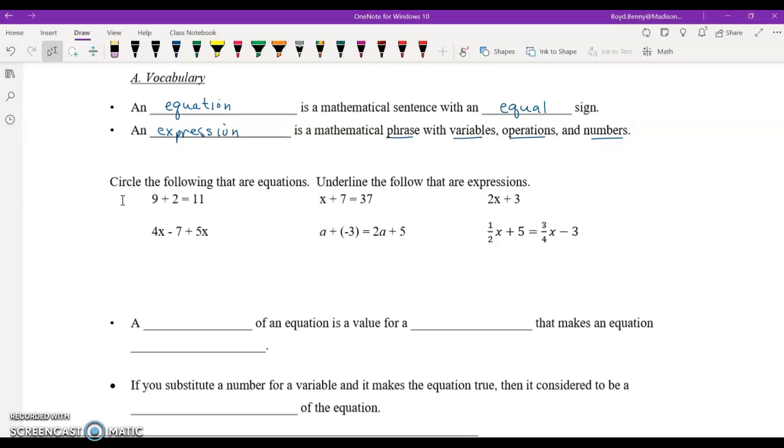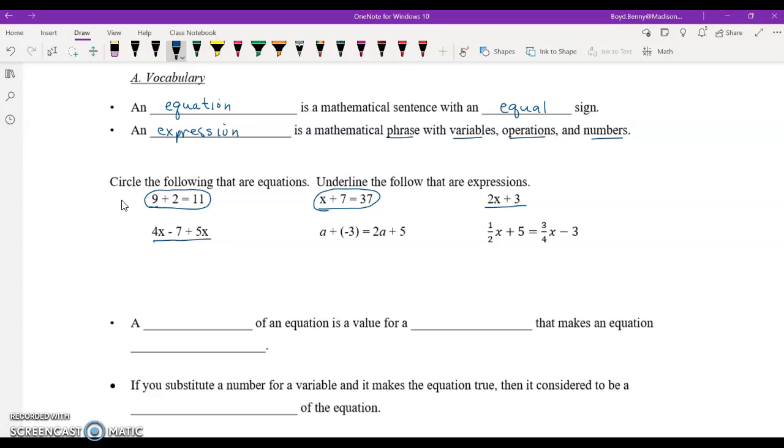So let's look down at the bottom here. We're instructed to circle the following that are equations and underline the expressions. So the first one I notice has an equal sign in it, therefore this is an equation. X plus 7 equals 37, so this must also be an equation. I'm going to circle that one. 2x plus 3, no equal sign. This is what we call an expression. 4x minus 7 plus 5x, no equal sign. That's what we call a mathematical expression.